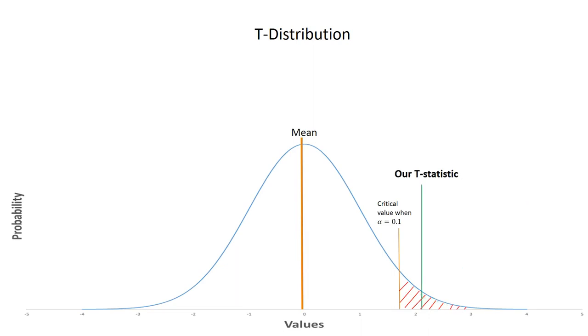Now, one more point. When I went through some definitions, I mentioned the critical region. That's this space here. The probability of being in this space is our significance level. So that's alpha, our significance level.